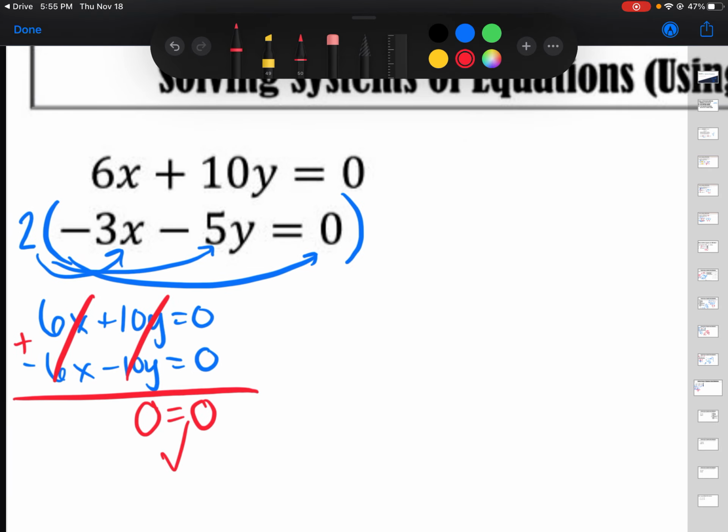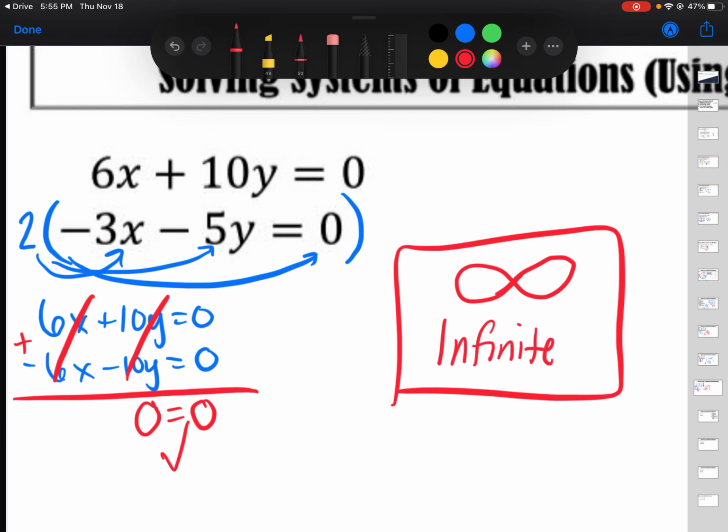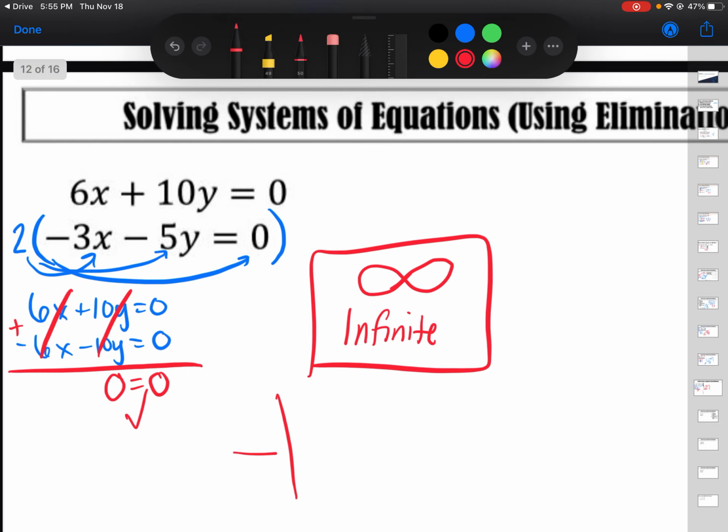So what's my answer? Infinitely many solutions. What does this look like on a graph? Well, if I were to graph these, they would be the exact same line. So write yourself a note, same line.